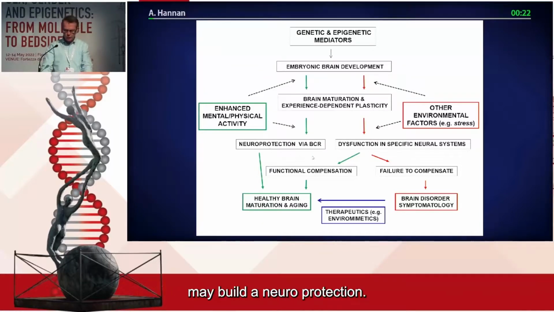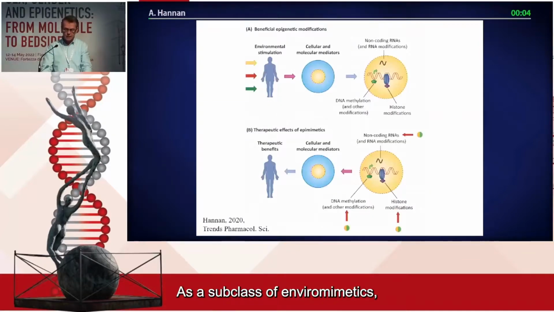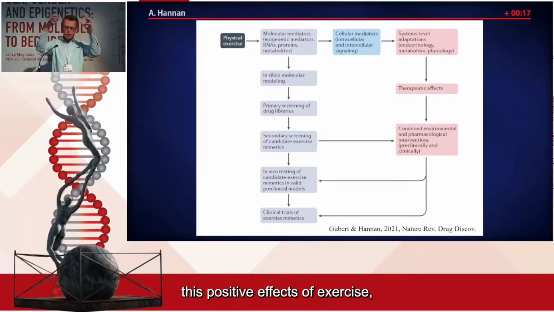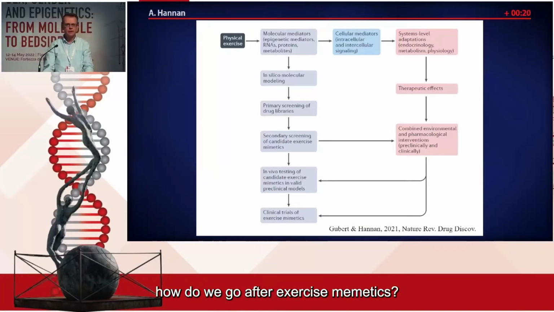Brain and cognitive reserve may build in neuroprotection. We can build in functional compensation with positive factors. Negative factors like stress may lead to particular brain disorders, and positive interventions like environmemetics may help us get to this side of healthy brain maturation and aging. As a subclass of environmemetics, we're thinking about epigenetics. Moshe Szyf gave a beautiful talk yesterday on this epigene therapy. This may be part of it, but we're also thinking of small molecules that could target particular epigenetic components, specifically here beneficial environmental interventions that lead to epigenetic changes. And finally, the positive effects of exercise. How do we go after exercise mimetics? How do we mimic or enhance the beneficial effects of exercise to harness this therapeutically?